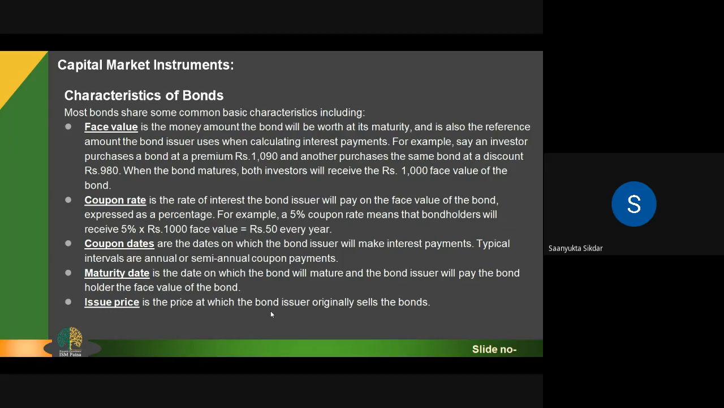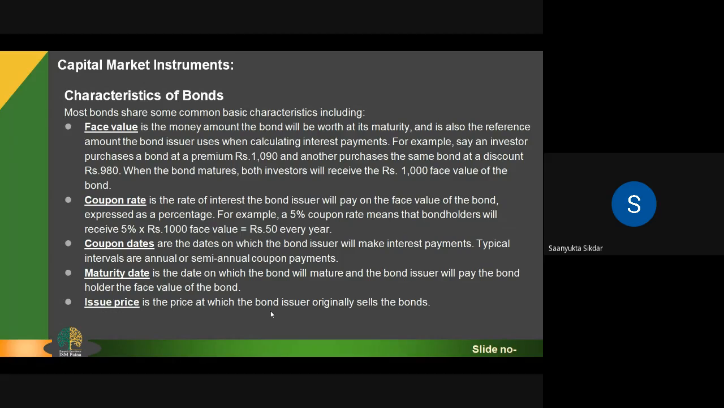It can be at par, which means the bond is issued at the face value. When the issue price is less than the face value, we say that the bond is issued at a discount. When the issue price is more than the face value, we say that it is issued at a premium. So these are the three categories at which a bond can be issued: at par, at a discount, and at a premium.